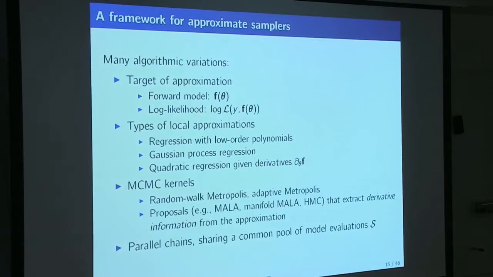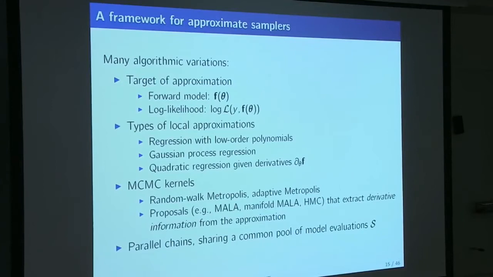So within this, on a practical level, you can think of this as a framework for using local approximations on the fly in MCMC, and many kinds of local approximations, and many targets of approximations. Should I approximate the forward model? That's what I talked about. You could also imagine approximating the log likelihood. This is a scalar, whereas the forward model might be vector valued, so it might save some storage. Should I construct an approximation like lower order polynomial regression? Should I use Gaussian processes? If I had gradients of F, should I use those to do my regression more effectively with fewer points?